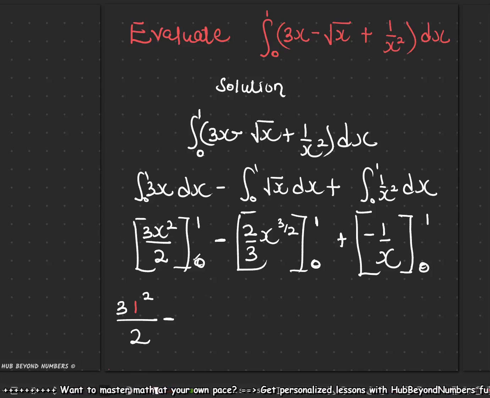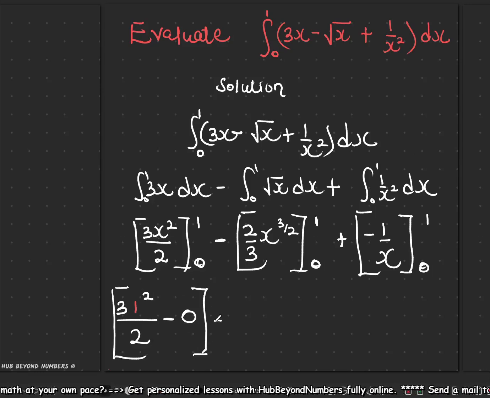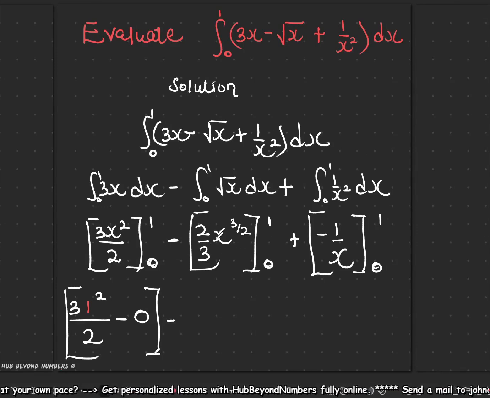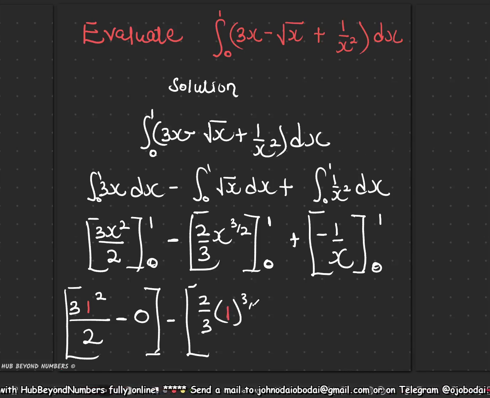Then minus, if we put 0 over here, this whole numerator is going to be 0. You see, it's going to be 0. So we have minus 0. This is just for the first one. Then minus, for this as well, if you put 1 here, 1 raised to the power 3 over 2. So we have into bracket 2 over 3. Then you have x, which in this case is our 1, and then raised to the power 3 over 2.